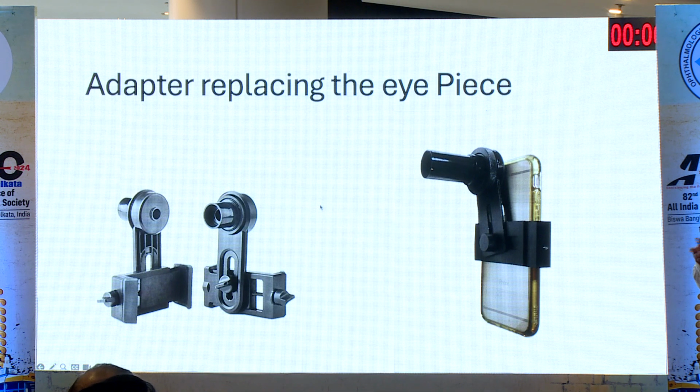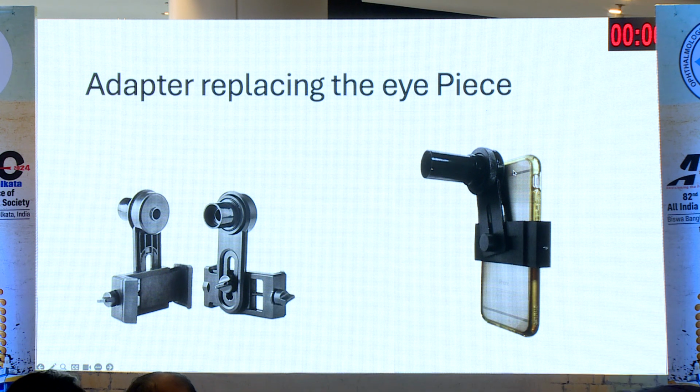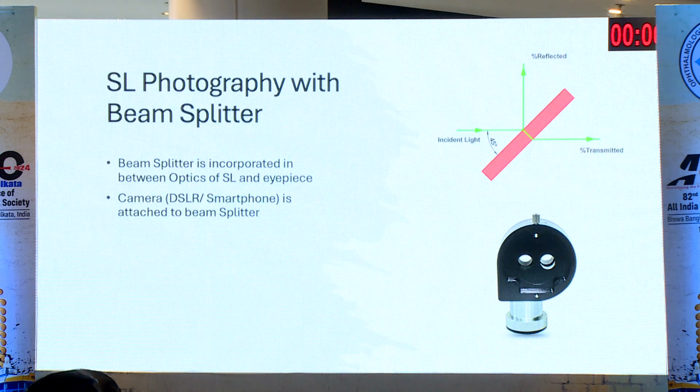Then next, the adapter replacing the eyepiece. In this, you take out one of the eyepieces of the slit lamp, and this particular part goes into the eyepiece socket, and you can fix an iPhone, any smartphone over it. So this goes inside the eyepiece. The biggest disadvantage of this is that your eyepiece is blocked. You will have uniocular vision.